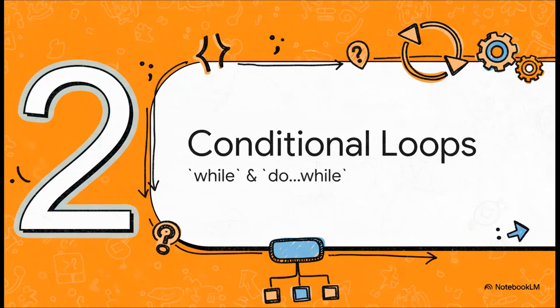Okay, let's move on to our next set of tools. So if the for loop is a hammer that you swing a set number of times, then while and do while are more like sensors. See, these loops don't really care about a fixed count. They just keep on running as long as a certain condition stays true.